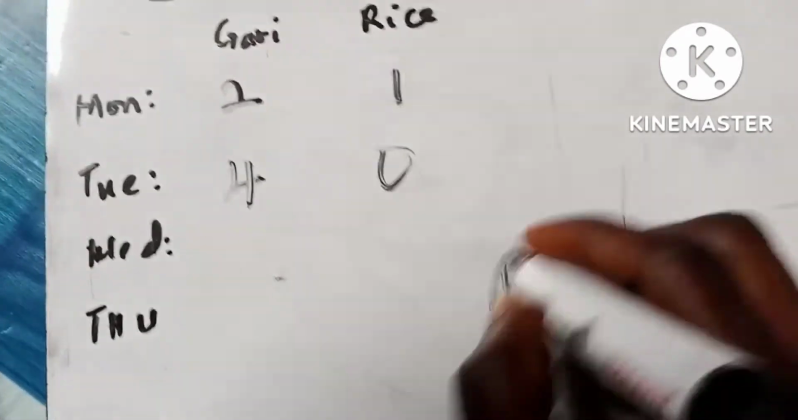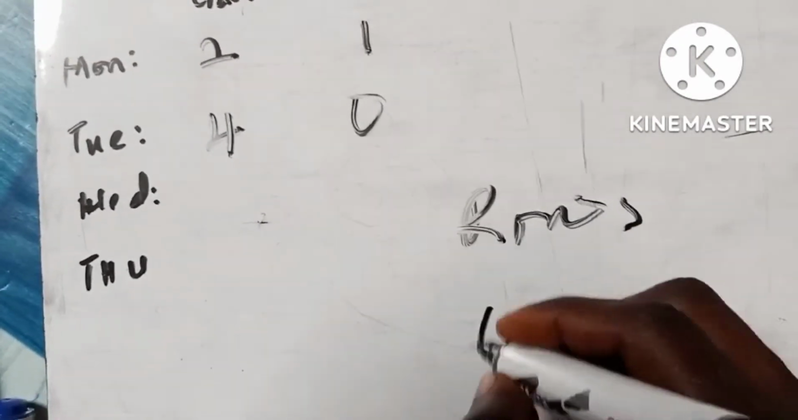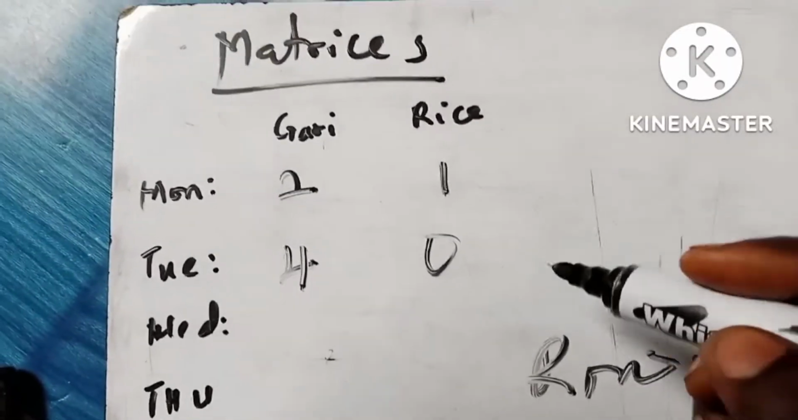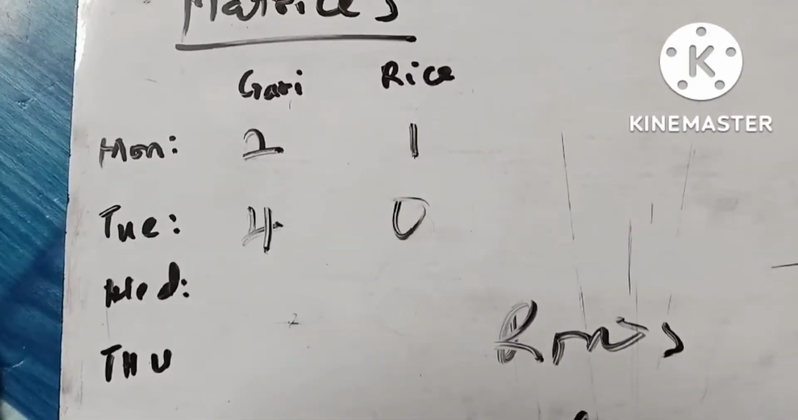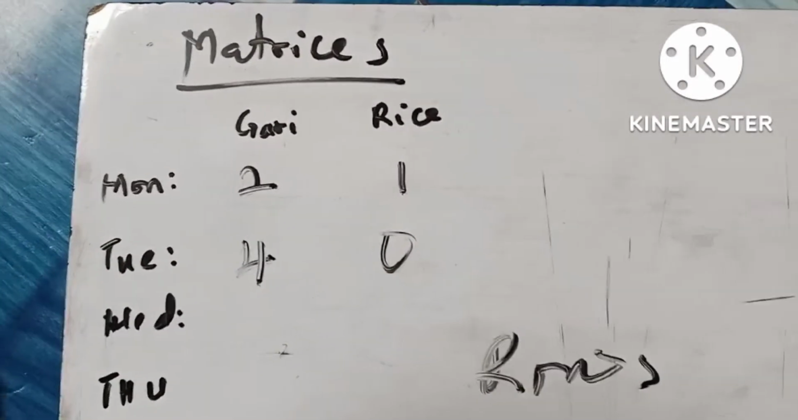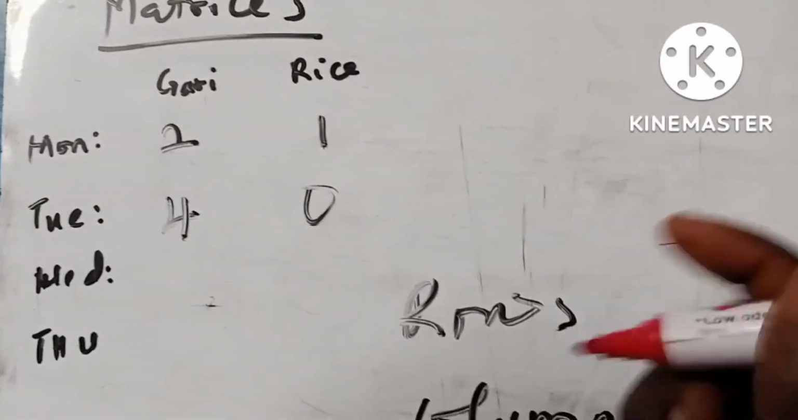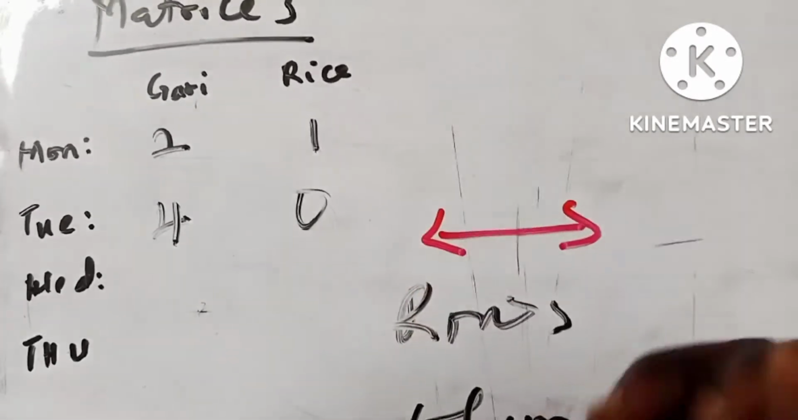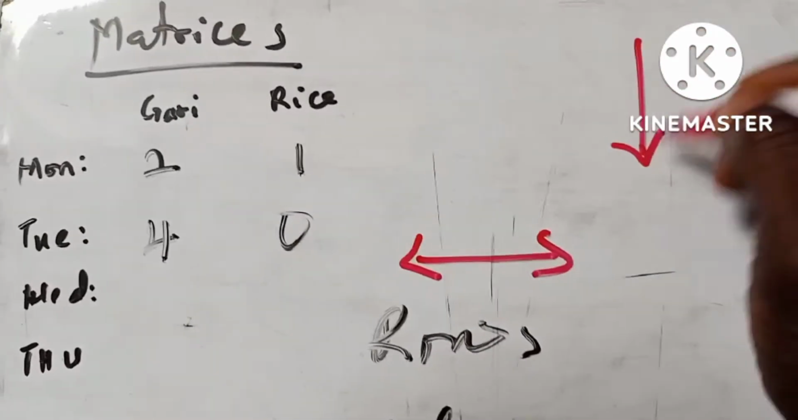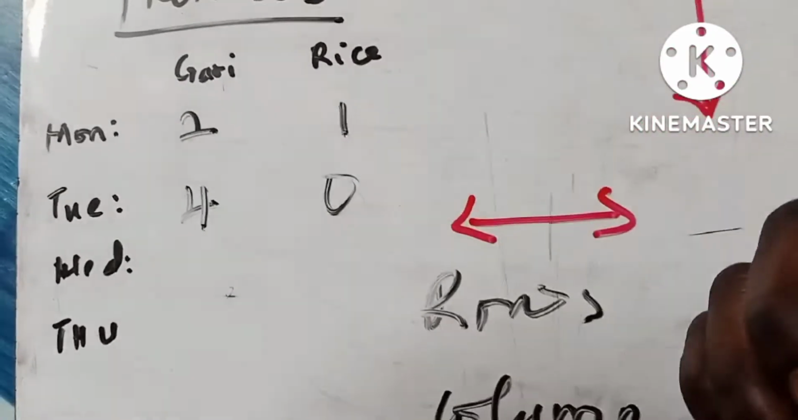What I mean by rows and columns is that you have rows here as well as columns. The rows go like this, from left to right. And then the columns go the other way around, from top to down or down to top. Now that is it.